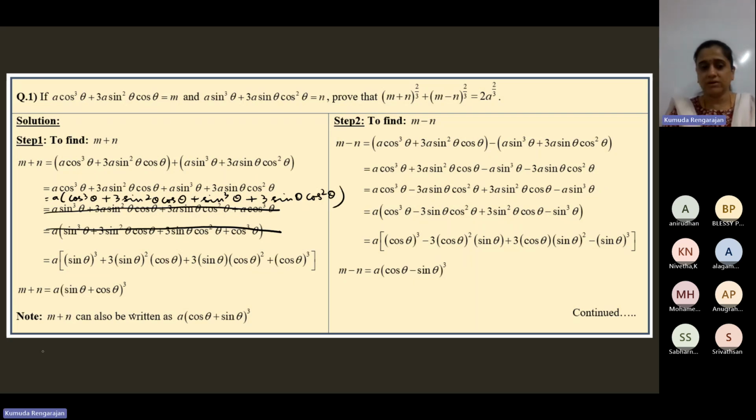Now we have taken a common. Now see here. These two are perfect cubes: cos cube theta, sine cube theta. Now here you have 3 a square b. Can you see that? 3 sine square theta cos theta, 3 a square b. So what is a there? Sine theta. What's b? Cos theta. And see, 3 a b square, where a is sine theta, b is cos theta.